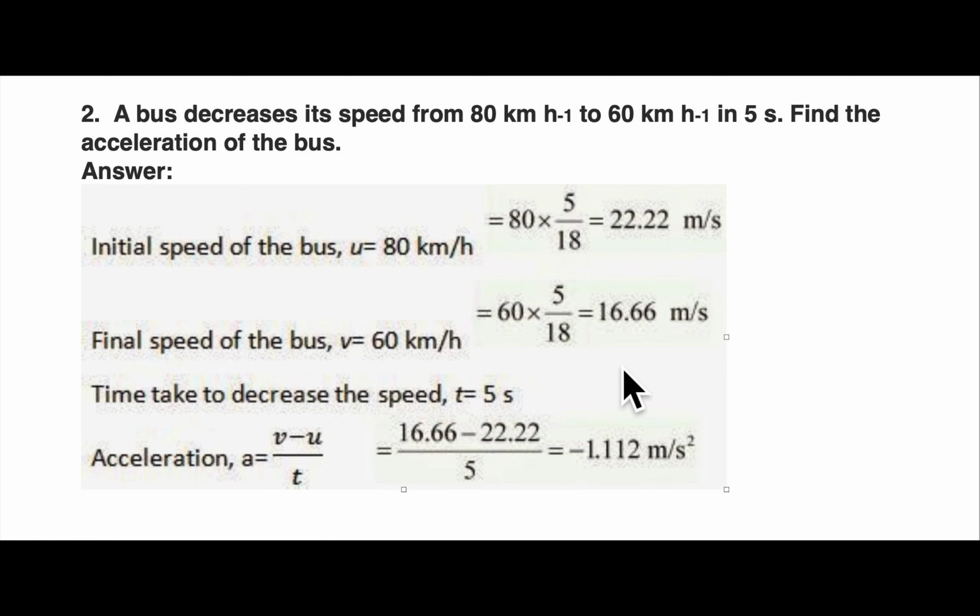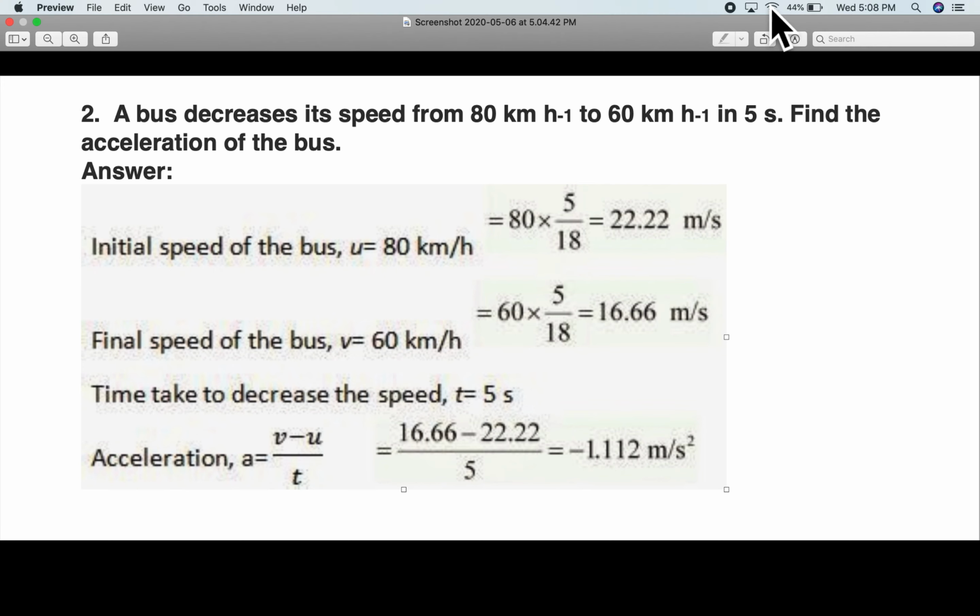V is 16.66 and U is 22.22. Divide by time, substitute these values and simplify. When you simplify, you will get the answer in minus, which shows that it is retardation, because speed is decreasing. So it is negative acceleration, meaning retardation, meaning the speed is decreasing.